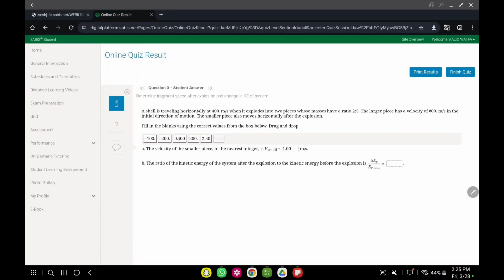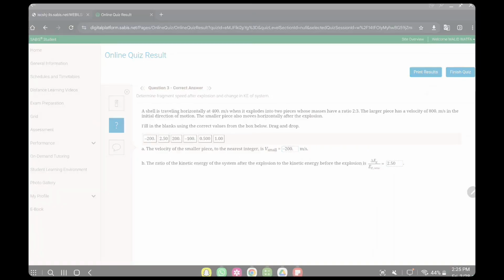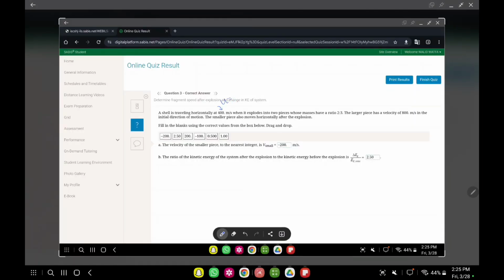Question 3. Okay, a shell is traveling horizontally at 400 meters per second. So you can say this is U, 400 meters per second, right? When it explodes into two pieces whose masses have a ratio 2 to 3. The larger piece has a velocity of 800 meters per second in the initial direction of motion. The smaller piece also moves horizontally after the explosion. Right. So the larger piece has a velocity of 800 meters per second. So you could say, let's call V large, V small. Okay, V large is 800 meters per second. V small, they're going to want us to find it. We don't know.